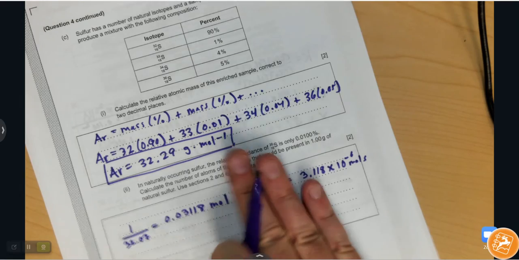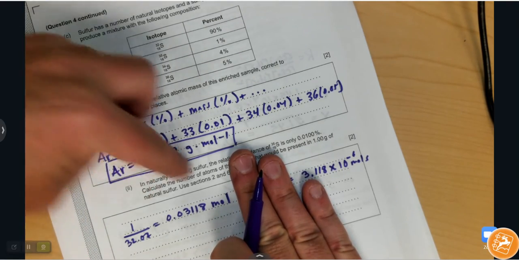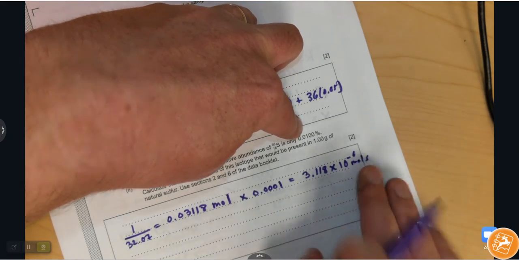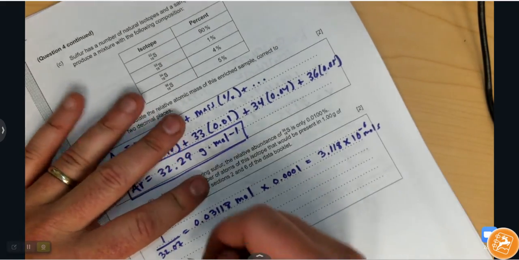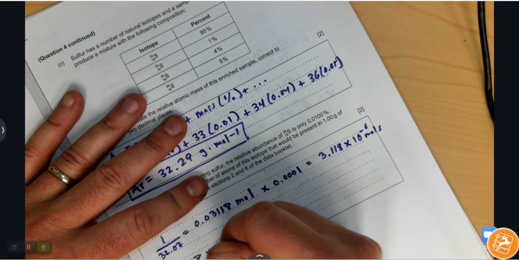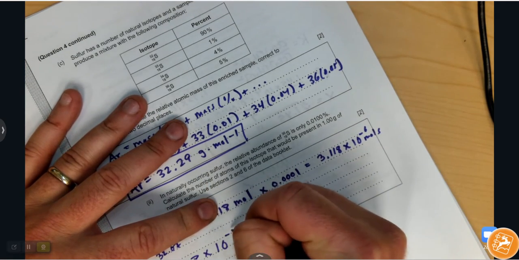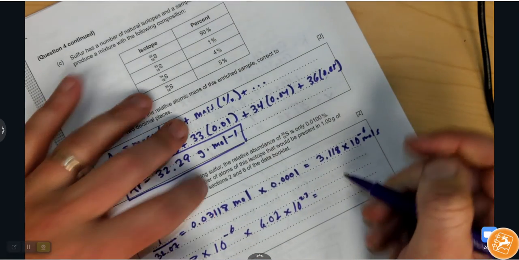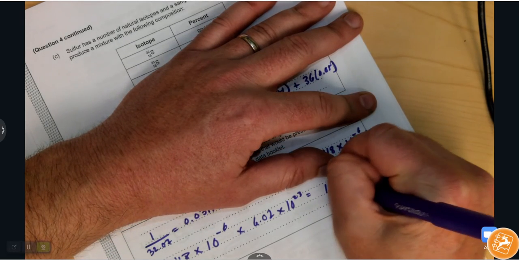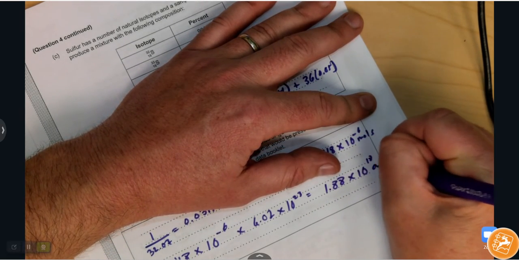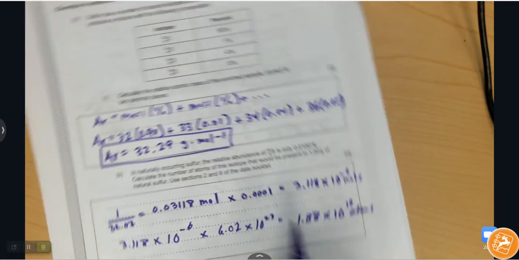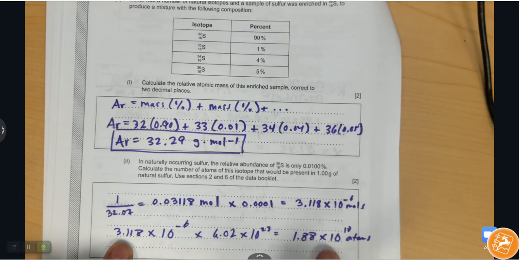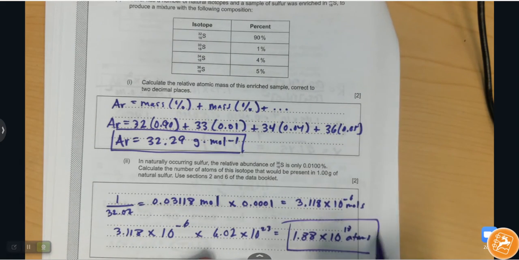Because this is the number of moles total, but we only have 0.01%, so when I multiply by 0.01%, I get that. So then all I got to do is take that 3.118 times 10 to the negative 6th and multiply it by Avogadro's constant. And when you do that, you get 1.88 times 10 to the 18th atoms. Another way you could have done it, you could have just multiplied the moles by Avogadro's number and then multiplied the answer by 0.01%. Either way, you're going to come out with that as your answer.